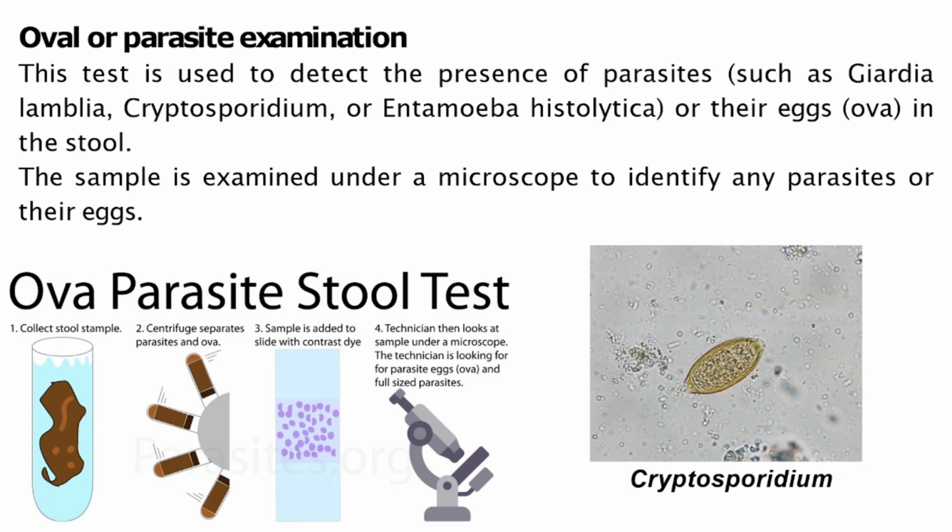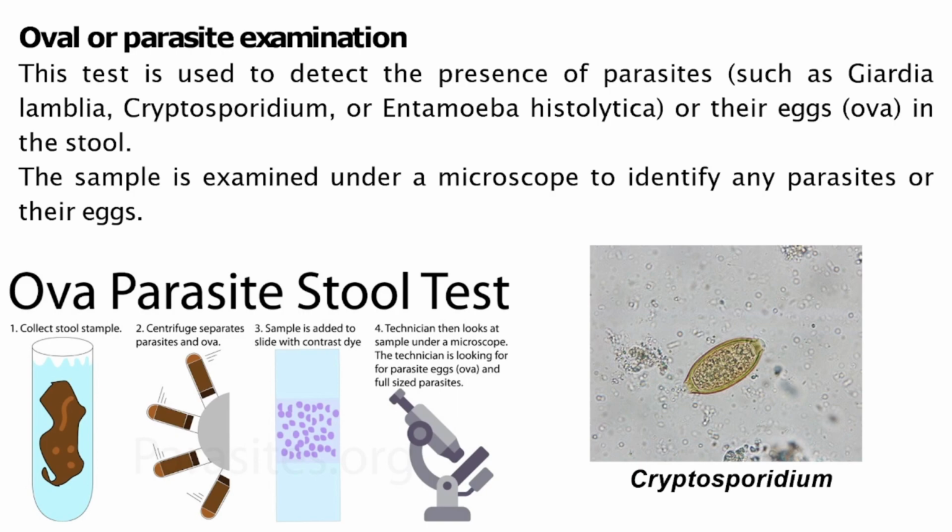So this is about the test, and you can also see figure number 1, which is the ova parasite stool test. In this figure you can see there are 4 steps of the procedure in order to perform the test. Number 1 is to collect the stool sample. The patient is given a sterile container to collect a small amount of stool sample. It is essential to follow the specific instructions provided by the healthcare provider to ensure the accuracy of the test.